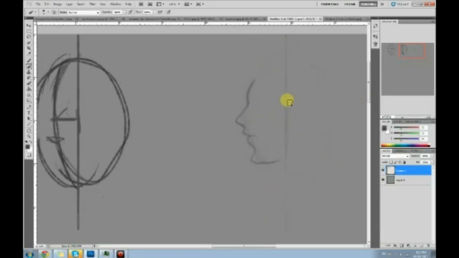Okay, so we have the center of mass line. So we drew a circle for the head first. You always draw a shape to represent the mass of the head you're painting.